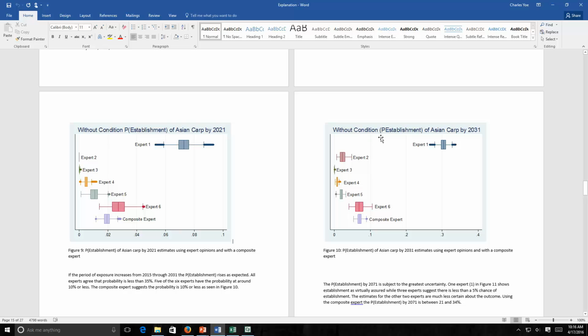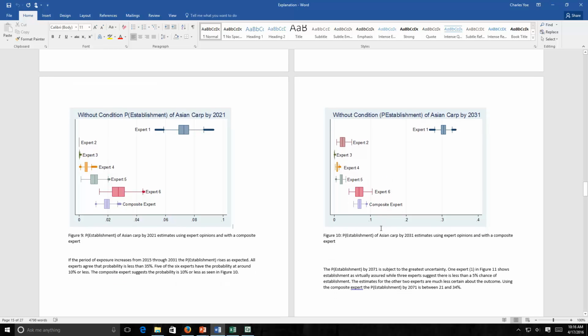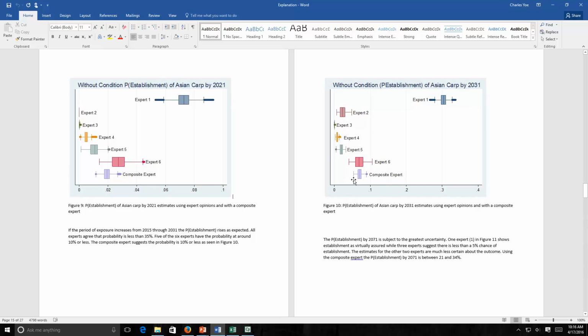When you look at the with condition probability of establishment by 2031, we see the same pattern. Expert 1 is at the extreme here. Expert 2 is a little different now. Expert 2 is beginning to become uncertain. Expert 3 and 4 still down near the zero end, and you can see experts 5 and 6 in their relative positions. The composite expert, once again, somewhat close to expert 6.